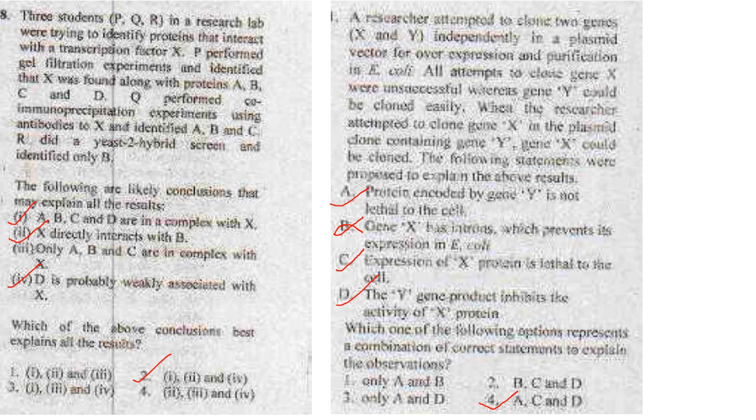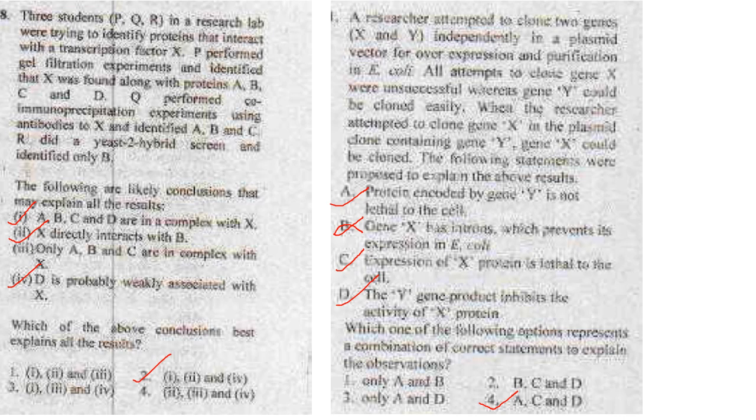Then next one, only A, B, C are in complex with X. No, D is also in complex with X. Then D is probably weakly associated with X. That could be the reason why you didn't get D upon co-immunoprecipitation with X. So the answer is 1, 2 and 4. 1, 2 and 4 is option 2.